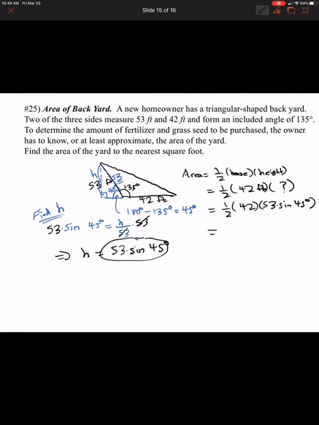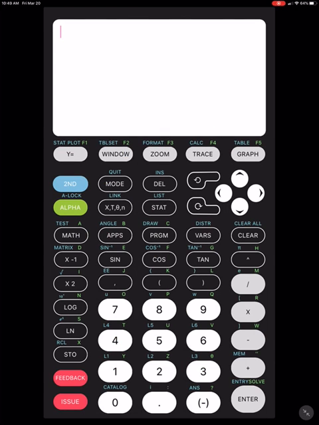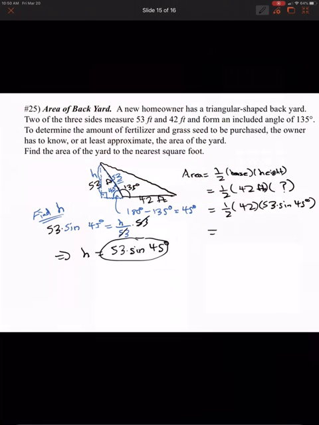And it says round to the nearest square foot. All right, so let's pull up our calculator. We put in 1/2, 0.5, times 42, times 53, times the sine of 45 degrees. So I get 787.00. Of course, it said round to the nearest square foot, so it'll be 787. Let's go back to our problem. So we got 787 square feet of area in this backyard.